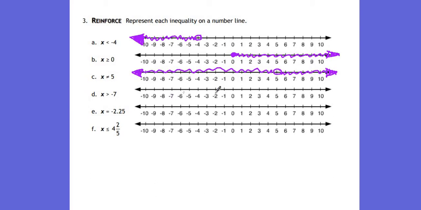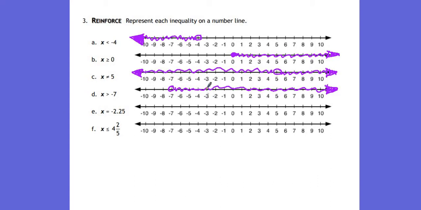D, X is greater than -7. Open or closed? Open. I need greater than, so is it to the right or to the left? Right. Right is greater than. That makes sense, because 0 is greater than -7, right? So that's good, it's shaded.